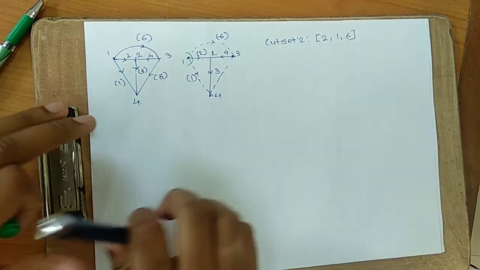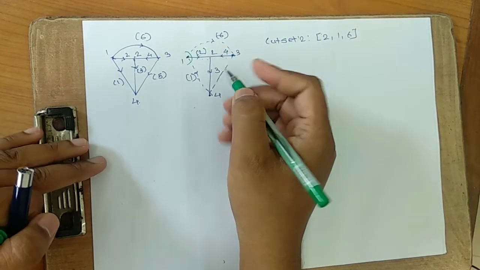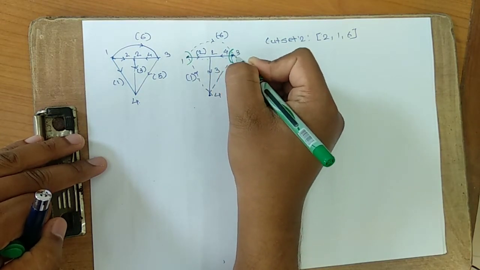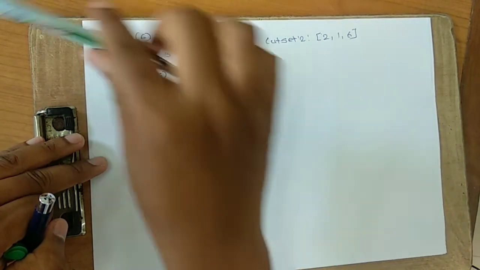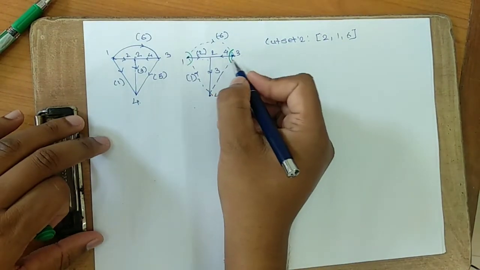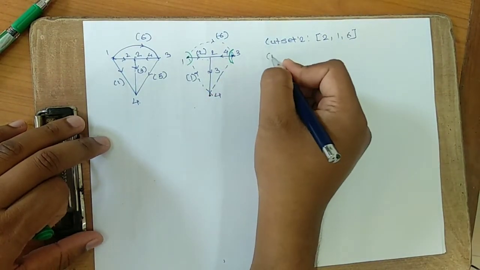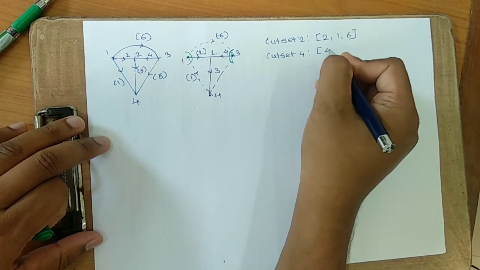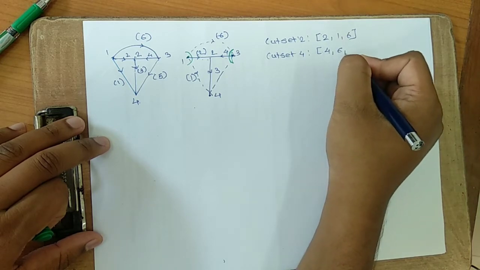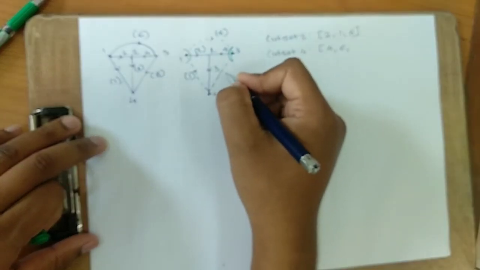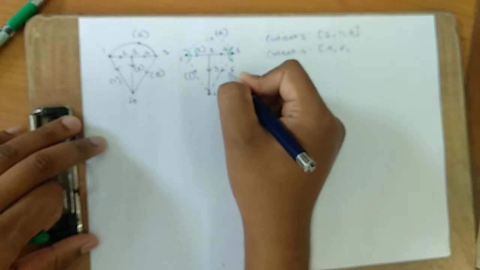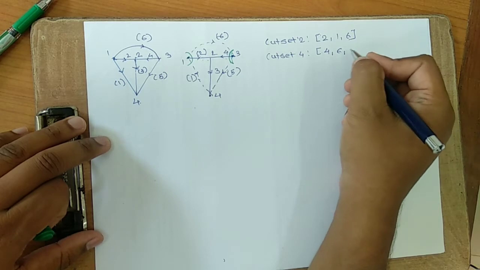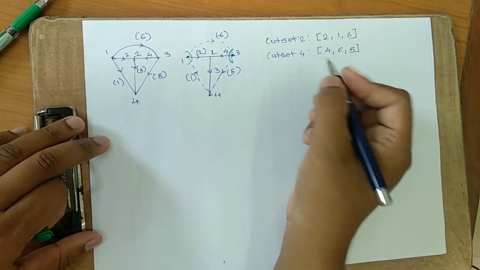So how to find the next cut set? Here I can form a cut set by separating this node number 3, and we can form cut set number 4 because this is a twig. So cut set 4, and I will write this 4 first, then 6, then this branch number 5. So 4, 6 and 5. That is cut set number 4.